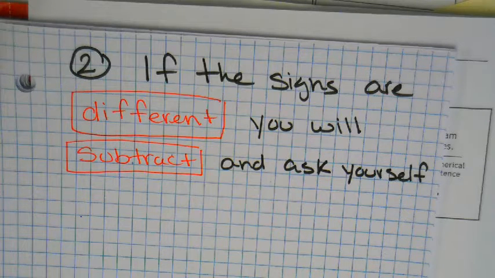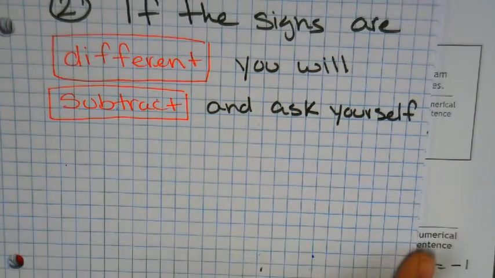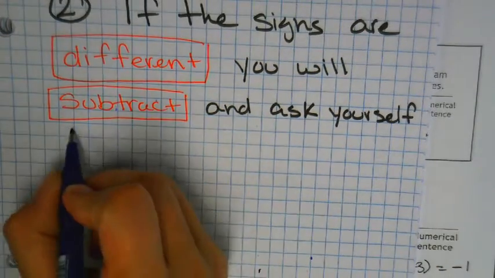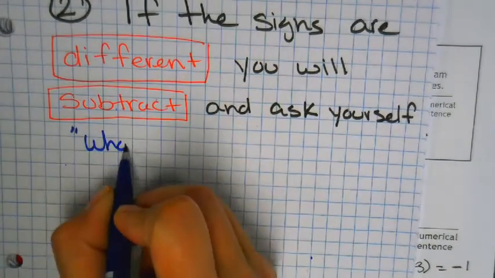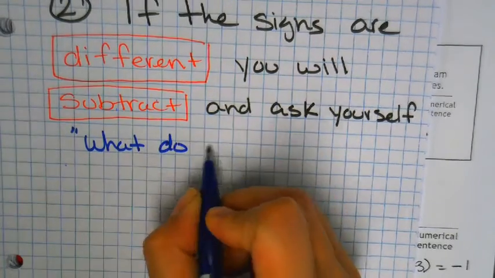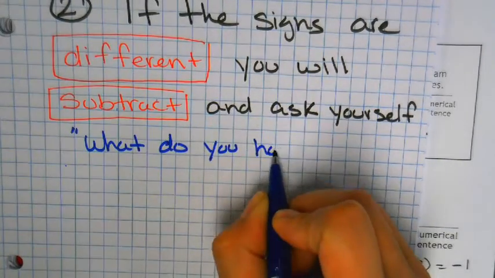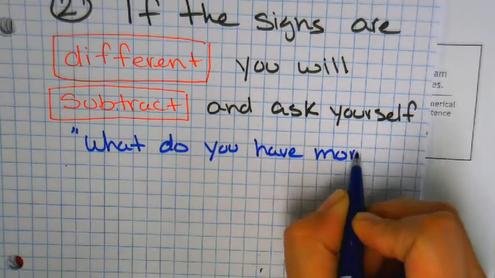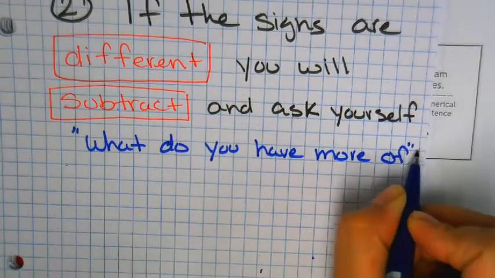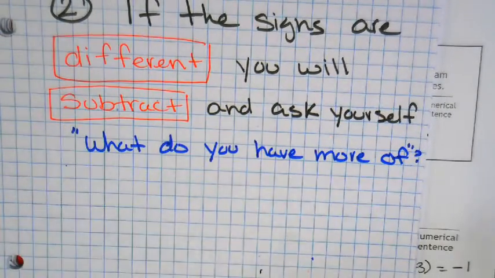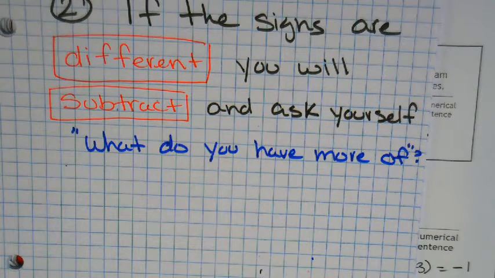Now the tricky part is: is your final answer a positive answer or a negative answer? And it changes every single time. So you're going to ask yourself, quote, what do you have more of? Question mark. What do you have more of? Do you have, write this down.